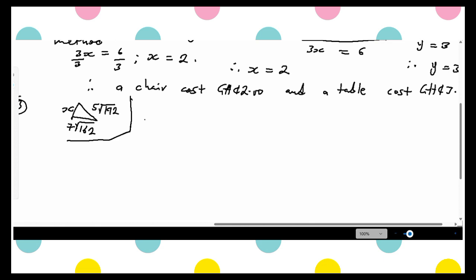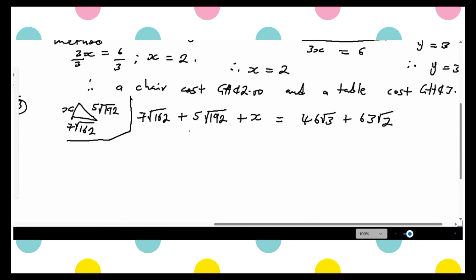I'm going to start solving from here, right? This is question number 3. So this side, 7 root 162 plus 5 root 192 plus x should be equal to 46 root 3 plus 63 root 2 according to the question.